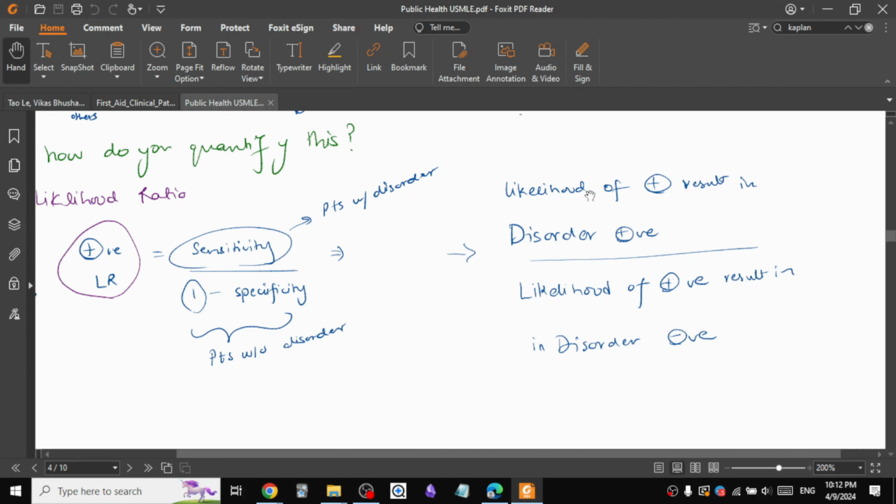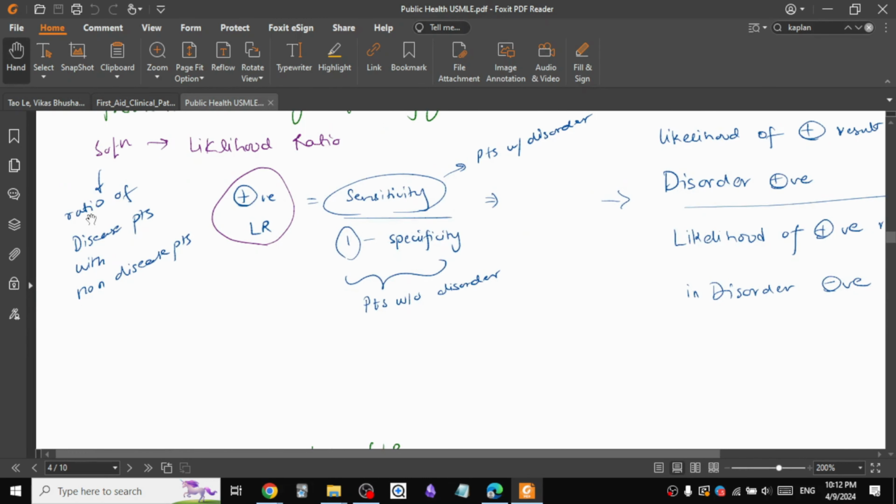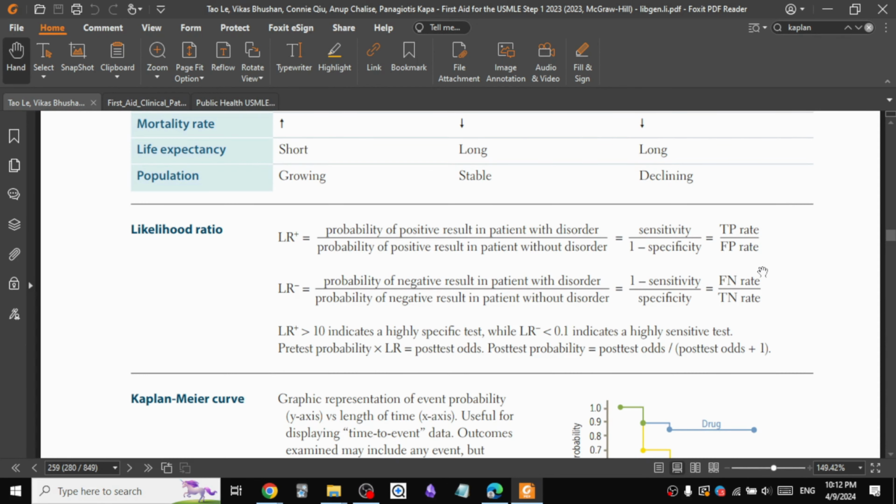Okay, so I'm taking the likelihood of a positive result in a disorder positive patient, and the likelihood of a positive result in a disorder negative patient. This is also equal to what they keep saying here, which is the true positive rate divided by the false positive rate. Now you understand this. And what this sneakily tried to get past us is this statement right here.